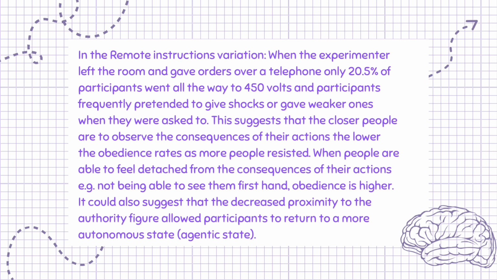This suggests that the closer people are to observing the consequences of their actions, the lower the obedience rates, as more people resisted. When people are able to feel detached from the consequences of their actions, e.g., not being able to see them firsthand, obedience is higher. It could also suggest that the decreased proximity to the authority figure allowed participants to return to a more autonomous state, rather than an agentic state.